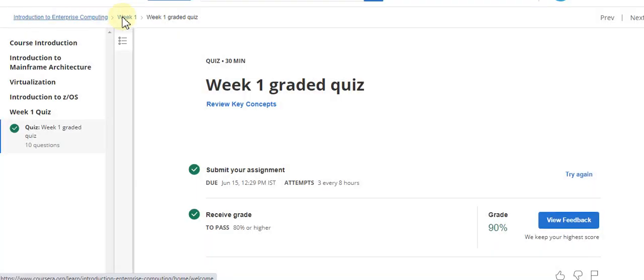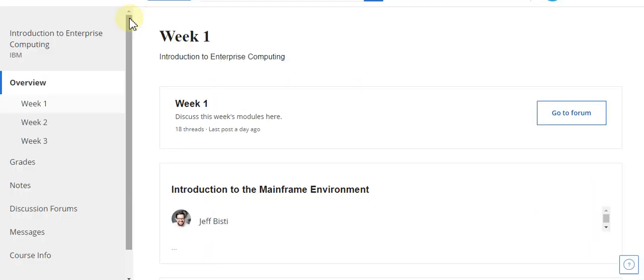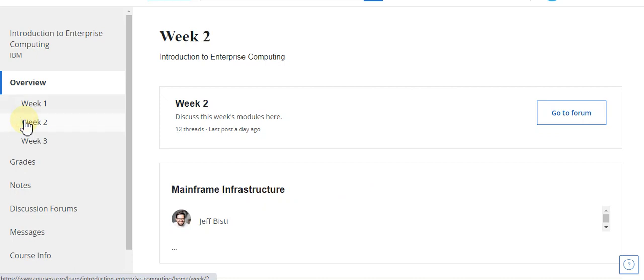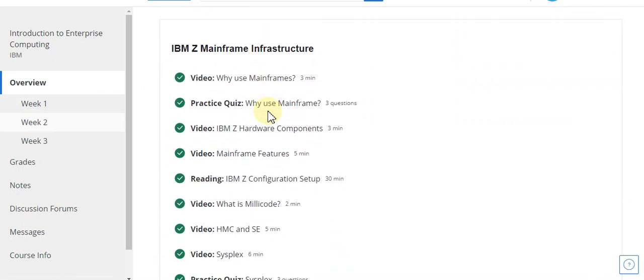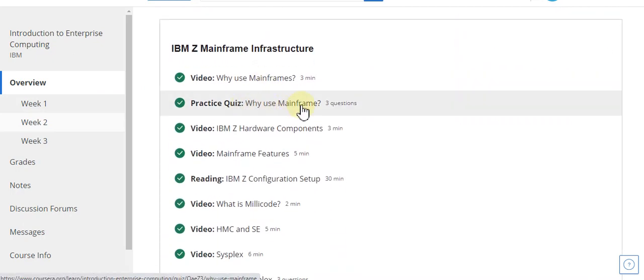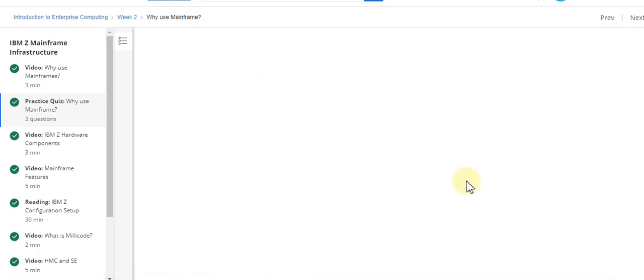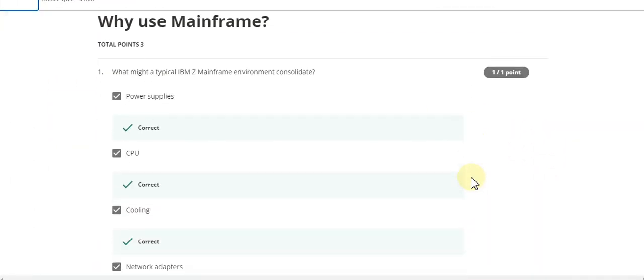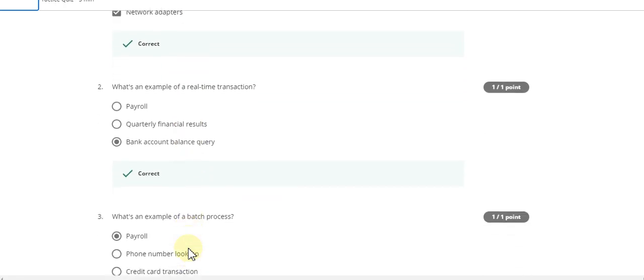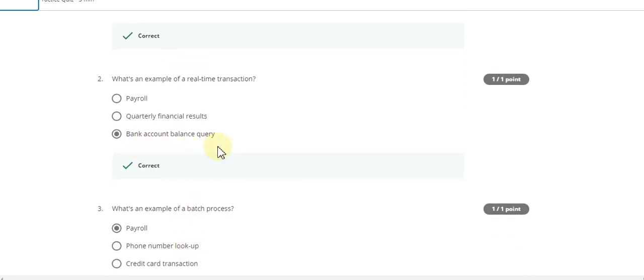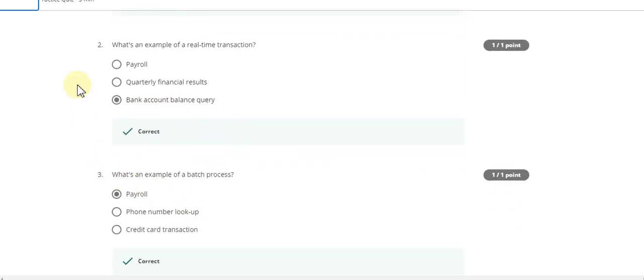Now go to the week 2 practice quiz and main quiz solution. First I will discuss the practice quiz solution of week 2, which is Why Use Mainframe. The first question answer is power supply, CPU, cooling, and network adapters. The question number 2 answer is bank account balance query. Question number 3 is payroll.